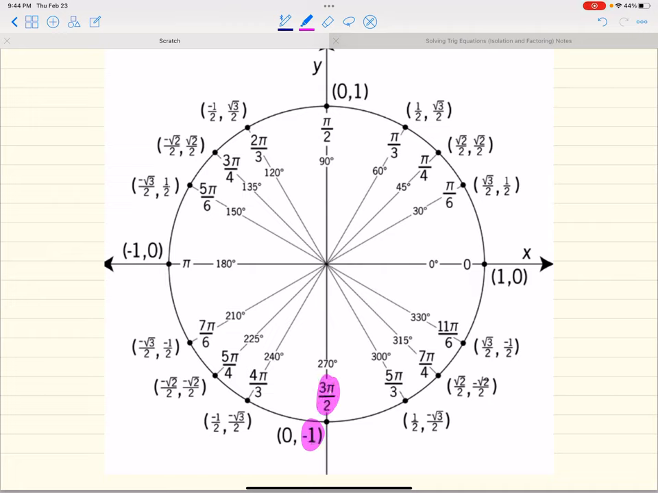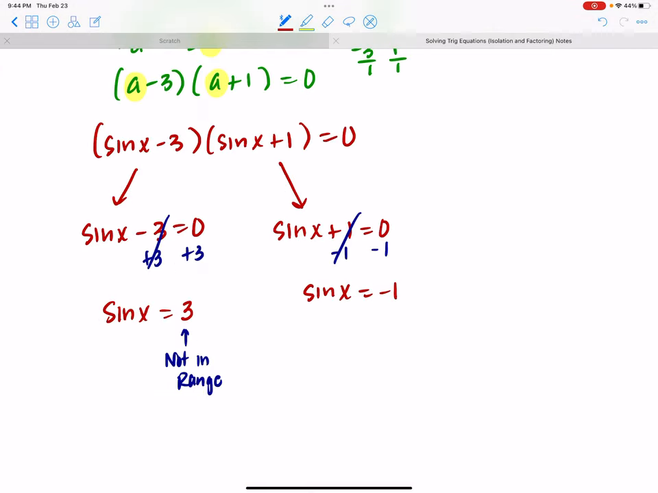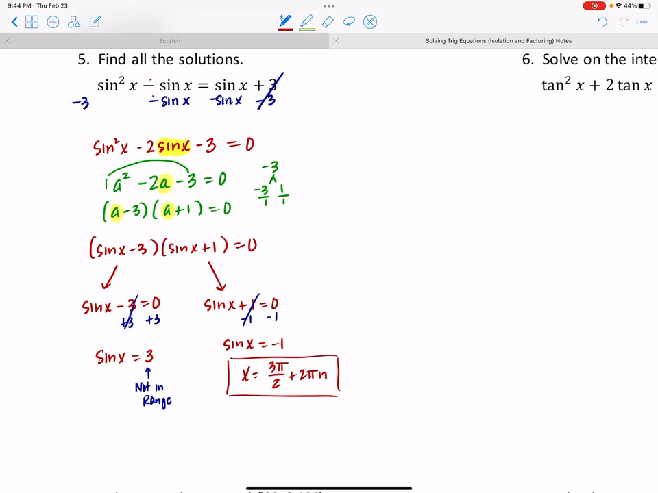And again, I can just keep lapping around the unit circle any number of times to land at that same location. So every 2 pi from 3 pi over 2, we're going to get a solution. So we're going to say x equals 3 pi over 2 plus 2 pi any number of times, and that's going to be it. So no solution over there where we have 3, that's not in range, not possible. But over here, still an infinite number of solutions. Okay, so a little bit of factoring and some isolating in one problem. So let's try this next one.